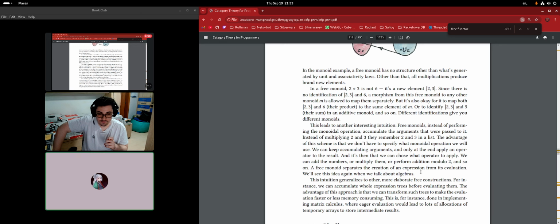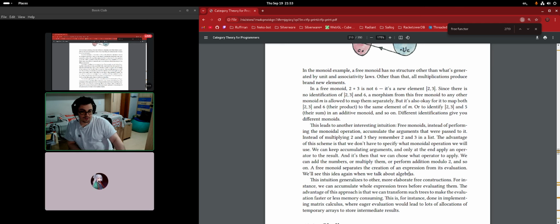You could also interpret it as building an expression tree, which is associative, so actually you can flatten it to a list, which is why the list is the closest thing to a representation of the free monoid. Makes total sense now, right? What does accumulation look like in a programming language? It looks like appending to a list. Yes, so that's very intuitive.